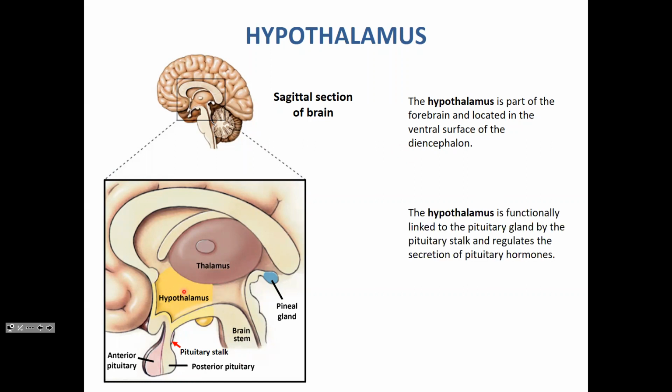You can see that the hypothalamus is functionally linked to the pituitary gland through something called the pituitary stalk. And the hypothalamus is going to secrete hormones which regulate the secretions from the pituitary gland. So basically, the hypothalamus acts as a bridge between the central nervous system and the endocrine system.